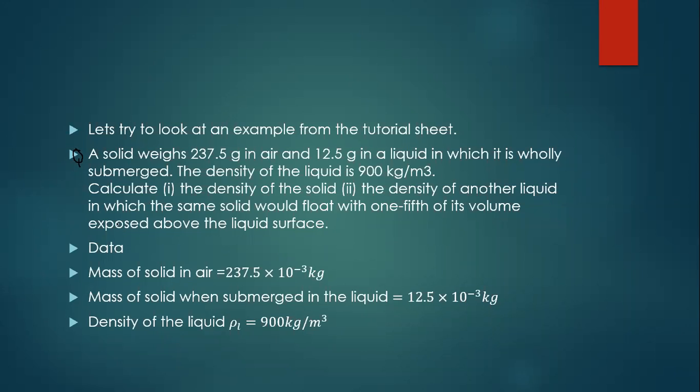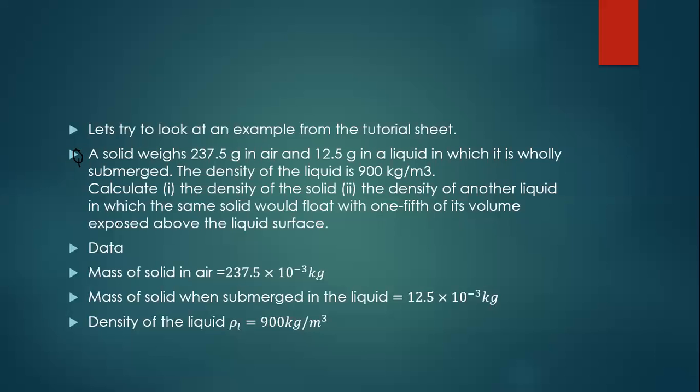The question is, a solid weighs 237.5 grams in air and 12.5 grams in a liquid in which it is fully submerged. The density of the liquid is 900 kg per cubic meters. Calculate the density of the solid. Question 2, calculate the density of another liquid in which the same solid would float with 1/5 of its volume exposed above the liquid surface.